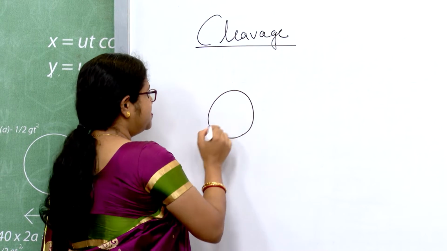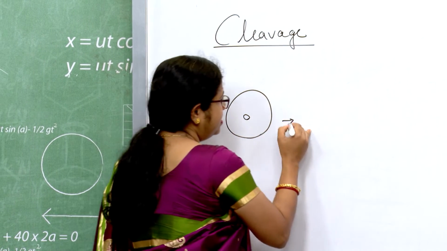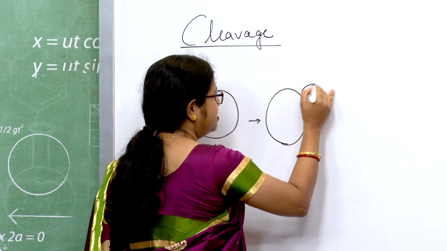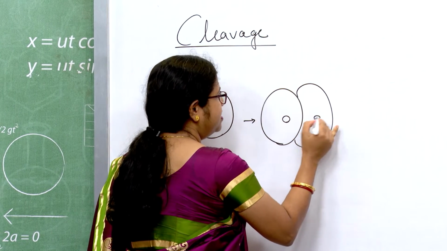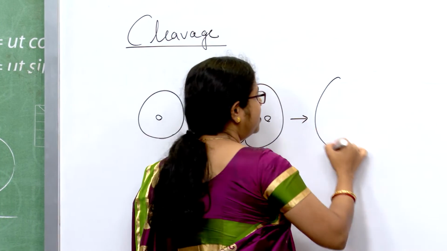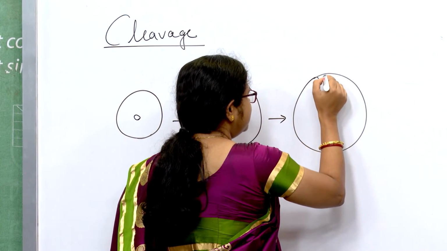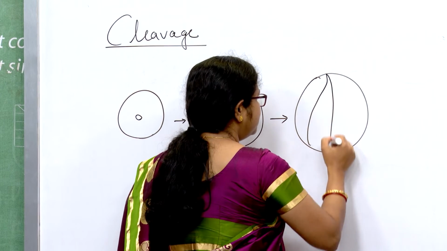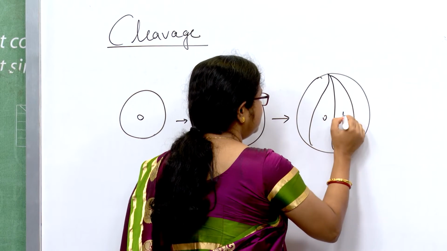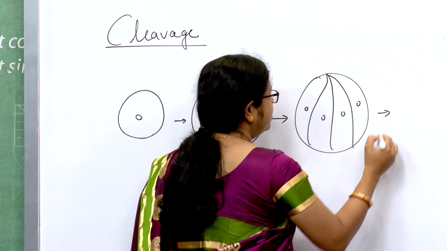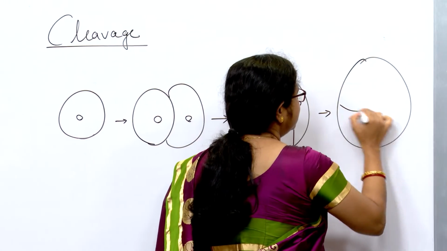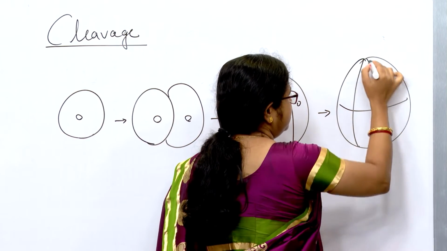Suppose this is my single cell and then it forms a two celled structure. Then this two celled will form a 4 celled structure. And then there will be a division to form an 8 celled structure.